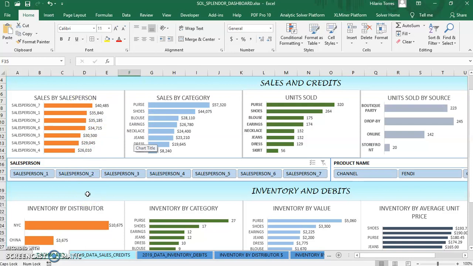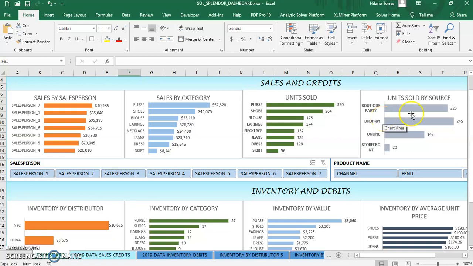So salesperson 7 sold $40,485 worth of inventory for you. And that's each individual collectively. And then by category, you see that you sold $57,320 in purses, and then shoes, and then it just goes down the list. And then units sold, you sold 320 purses. Okay? And then you sold 264 shoes. And then what else do you want to know?